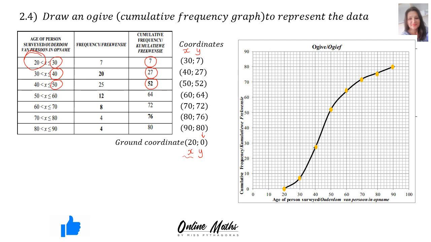And then let's talk about the ogive quickly. Can you see it's a smooth curve? And you label the y-axis the cumulative frequency, and you label the x-axis the age of the person.